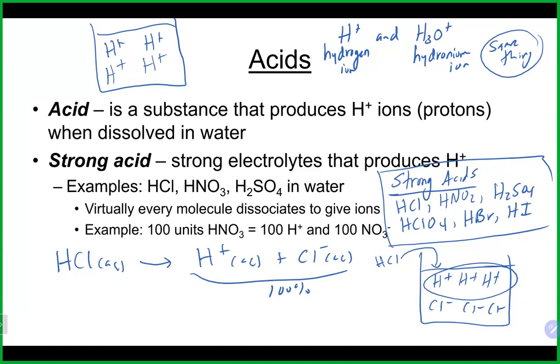Same thing with our example of nitric acid in solution. If you had 100 units of nitric acid, you just basically put in there 100 units of H plus floating around freely and a bunch of nitrates floating around freely in that solution. Questions on that there?